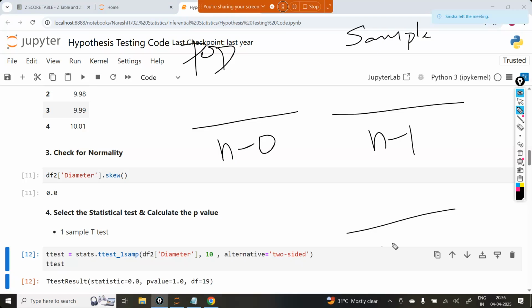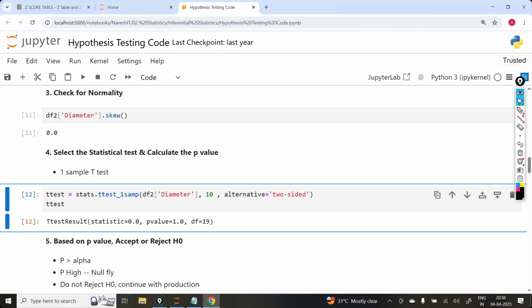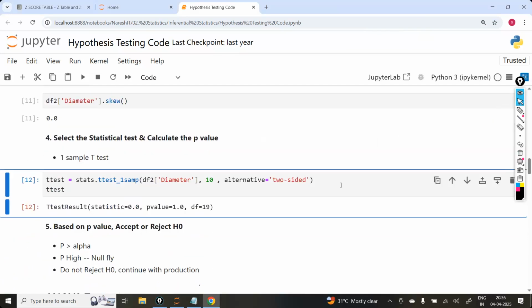Okay, N is nothing but 20 minus 1, automatically 19. 50 samples are there, then what is the DF value? 49. Okay, now what do we have to focus on? DF or test statistic? No, only the p value. Now, is the p value greater than alpha or less than alpha? Greater than alpha. Since the p value is greater than alpha, we are going to continue with the null hypothesis.